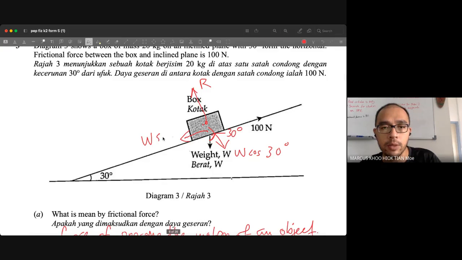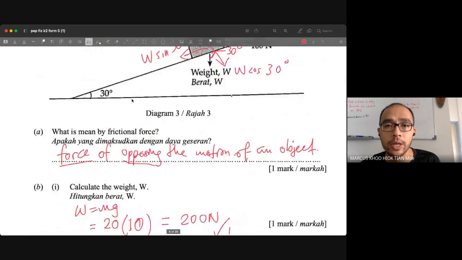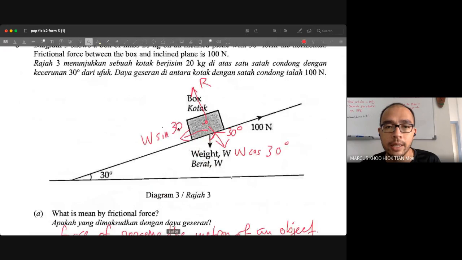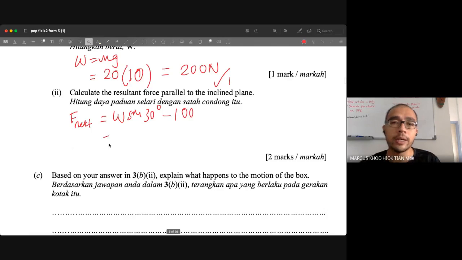Okay, this is W sin 30. Because of that, the resultant force is this minus 100 Newton because of the friction force. So the resultant force, we will always call this the net force, is equal to W sin 30 minus 100. Okay, front minus back, or back minus front.